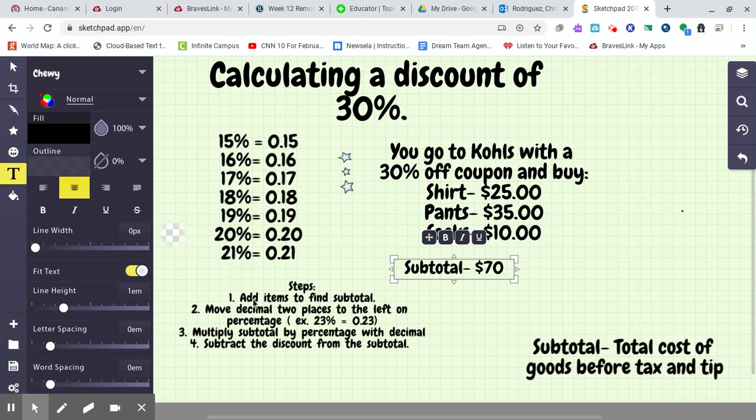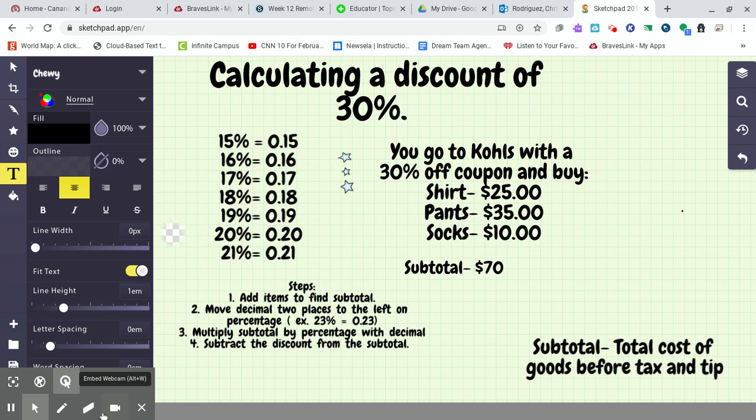So now we have the subtotal, step 1. Step 2 would be changing 30% to a decimal. If I think about the decimal going 2 places to the left, now my decimal is 0.30 or 0.3. Really doesn't make a difference, but 0.3 is it as a decimal. So now I'm going to multiply that $70 by 0.3. And what that's going to give me is my actual discount.